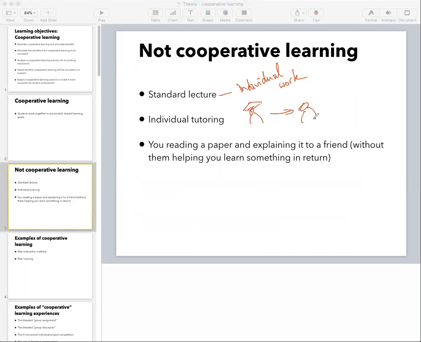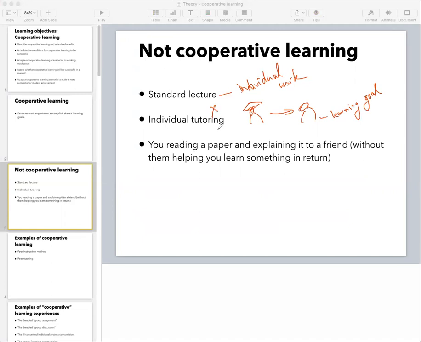Another example would be individual tutoring, where you have one tutor who is teaching one student. This looks like a cooperative learning exercise because there's 2 people and they're working towards seemingly a shared goal, but only the learner has a learning goal, and the tutor does not have a learning goal in this tutoring exercise. Right. So in this case, this would not be cooperative learning either.